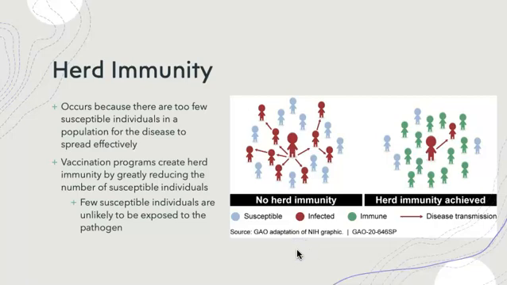Next, let's talk about the term herd immunity. This takes place because there are too few susceptible individuals in our population for the disease to spread effectively. So we see this in this group over here, where we have a number of individuals that are immune, some that are susceptible, and you can see very minimal that are infected. When there's no herd immunity, then we're able to spread that disease to many susceptible individuals. So our vaccination programs are created to promote herd immunity so that we can reduce the amount of individuals that are susceptible to a particular pathogen.